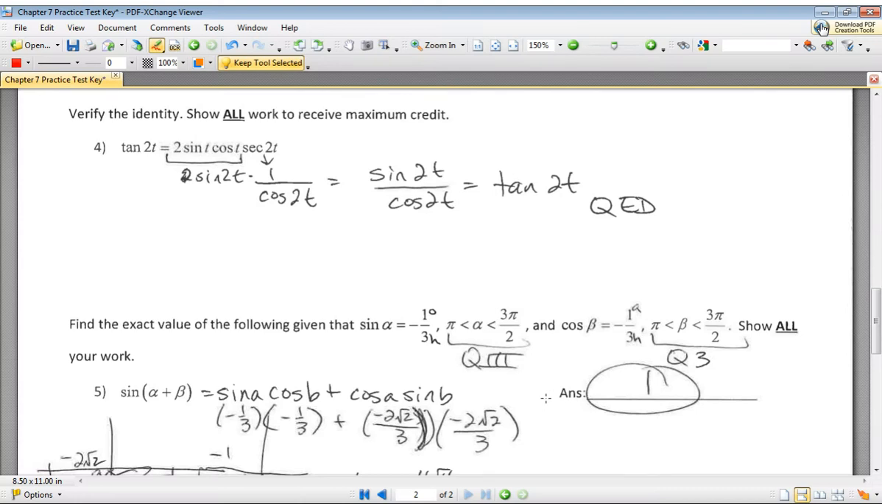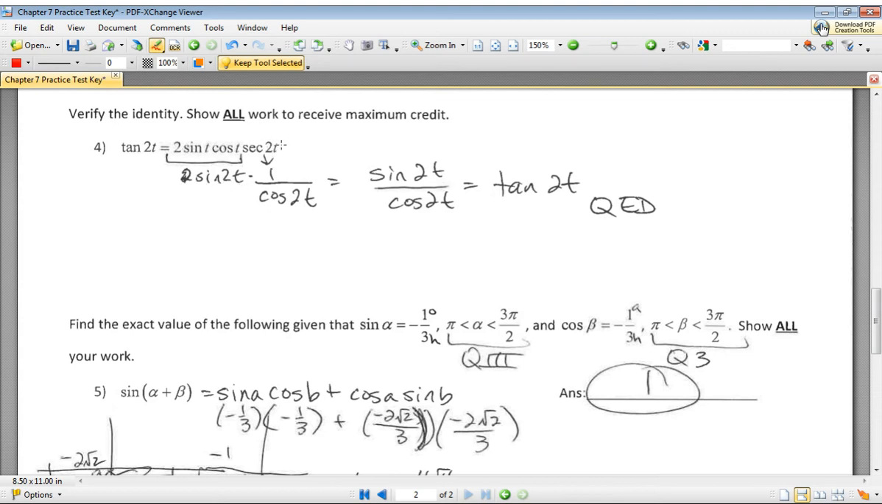Okay, the back page starts with another verify identity. Same rules though. Start with the more complicated side, and I see that obviously is going to be on the right. This one that you're not going to have an option on is going to have a half angle or a double angle, something that is not the Pythagorean identities, and that's what you need to keep an eye out for. Especially since I see a double angle here and I see a double angle here, this is suspicious to me. So 2 sine t cosine t, if I look at my identity sheet, that is sine 2t.